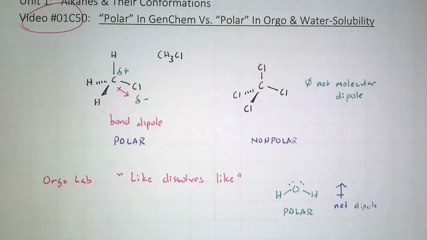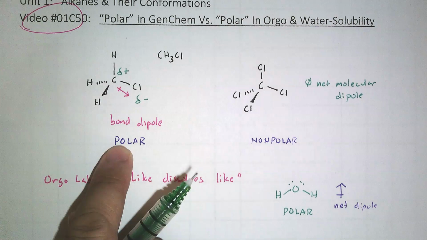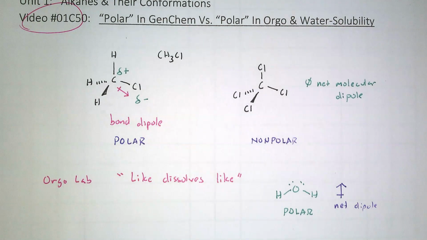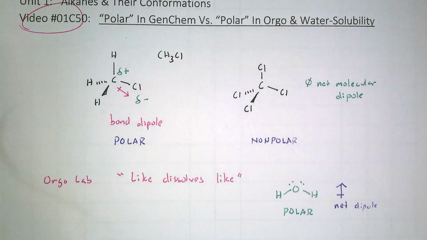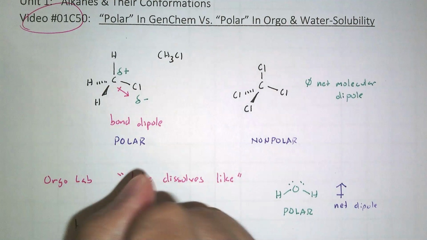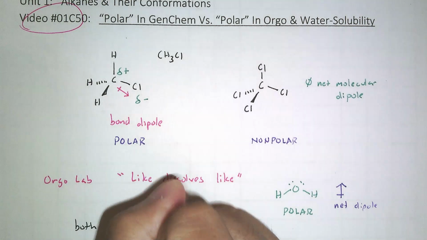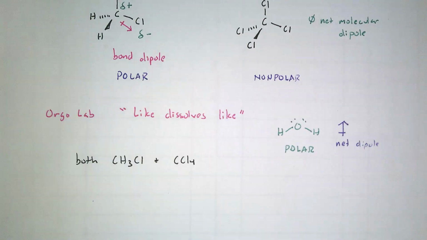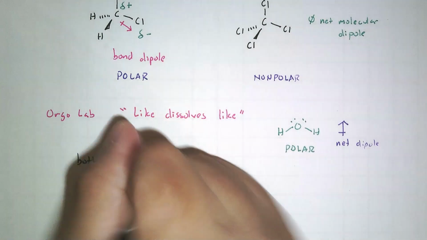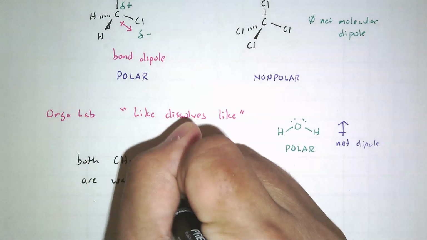So not only do we understand that this is polar and nonpolar based on the bond dipoles either canceling out or not, now in organic chemistry we are concerned about water solubility. So both of these, CH3Cl and CCl4, are not water soluble, or you could say are water insoluble.